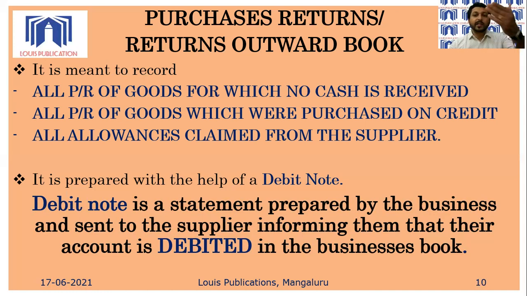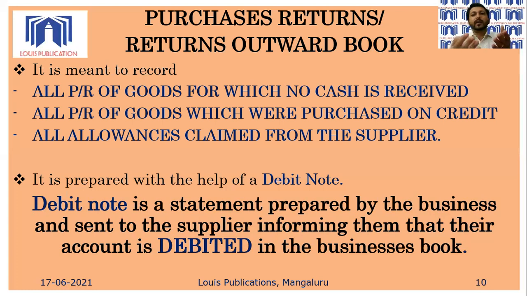Now when I'm returning the goods, supplier becomes the receiver. So supplier's account is debited to purchases returns account. Purchase returns are going out, real account, credit what goes out. So supplier's account is debited. So when we purchased on credit, supplier's account was credited. That means we had to pay money to him.